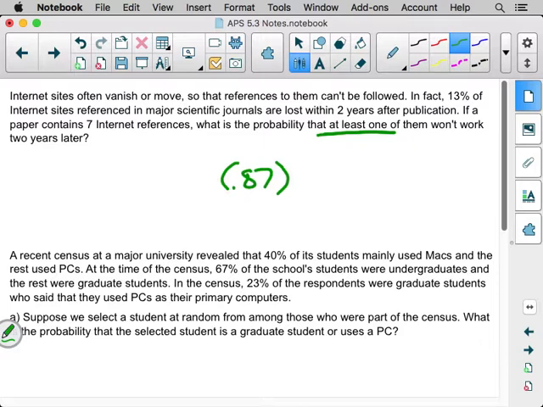How does that 7 affect this? If I have 7 of these things, it's 0.87 to the 7th power, okay? But again, this is the probability of none of the 7 being lost, which is the exact opposite of what you actually want. What do we do? 1 minus. Perfect.